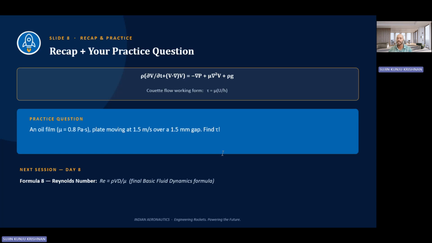Tomorrow, day 8, we finish the basic fluid dynamics category with the Reynolds number, the single number that tells you whether a flow will be smooth or turbulent.